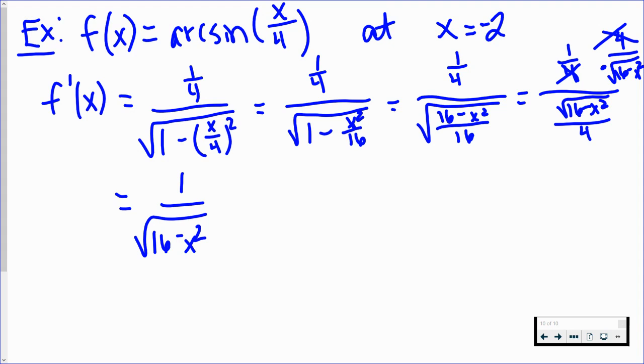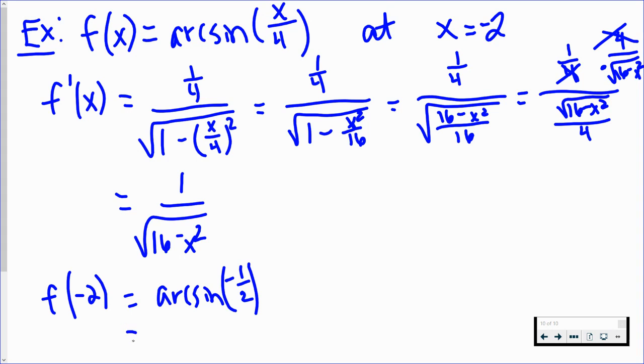So we need two things again. We need the y-coordinate and we need the slope. So let's plug into the original to get the y-coordinate. Plug in -2. If we plug in -2, arc sine of (-2 over 4) is arc sine of -1/2. So this is saying, where is the sine equal to -1/2? Okay. Sine is +1/2 at pi over 6, so sine is going to be -1/2 at -pi over 6.